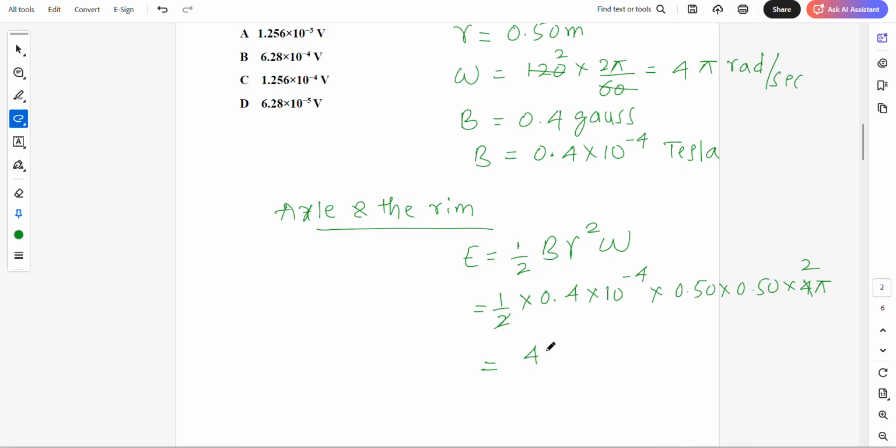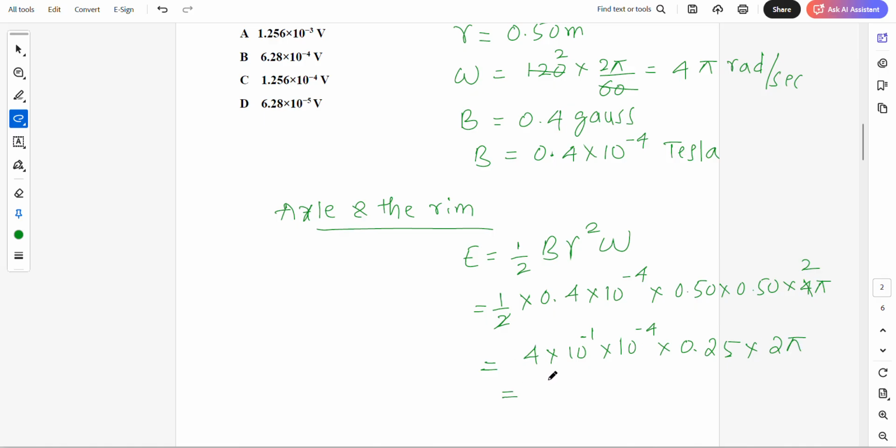4 into, I can write this as 10 to the power of minus 1 into 10 to the power of minus 4 into 5 into 5. I can write this as 0.5 into 0.5. How much is 0.5 into 0.5? It is 0.25. 0.25 into 2 into pi.